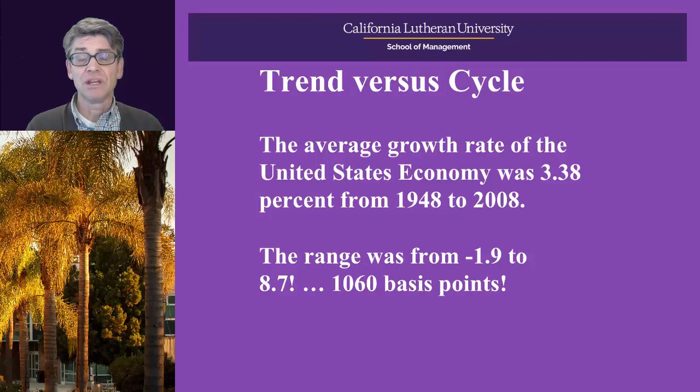So an example, the average growth rate of the United States economy from 1948 to 2008 was 3.38%. That's the trend. Cycle. Well, sometimes the growth rate was as low as minus 1.9%, and sometimes it was as high as 8.7%. Those are huge differences. If you look at charts of the growth rate, you can see the cycle.